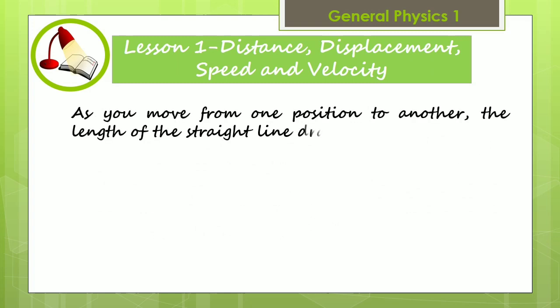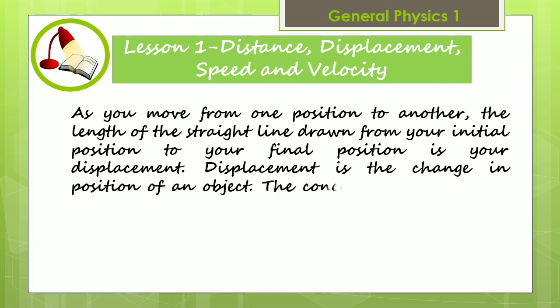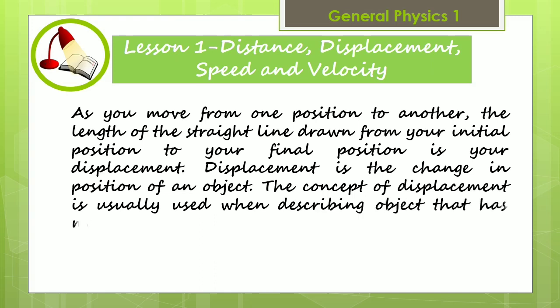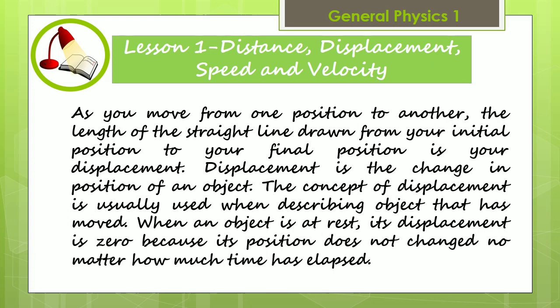As you move from one position to another, the length of the straight line drawn from your initial position to your final position is your displacement. Displacement is the change in position of an object. The concept of displacement is usually used when describing an object that has moved. When an object is at rest, its displacement is zero because its position does not change no matter how much time has elapsed.